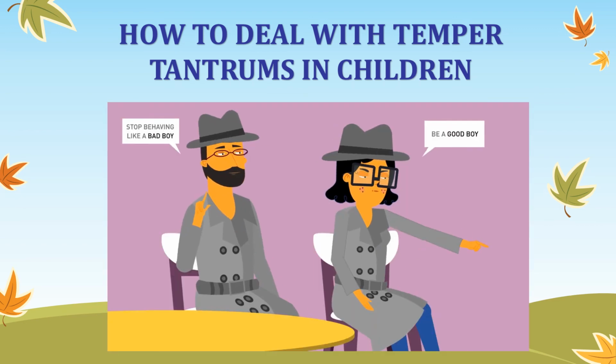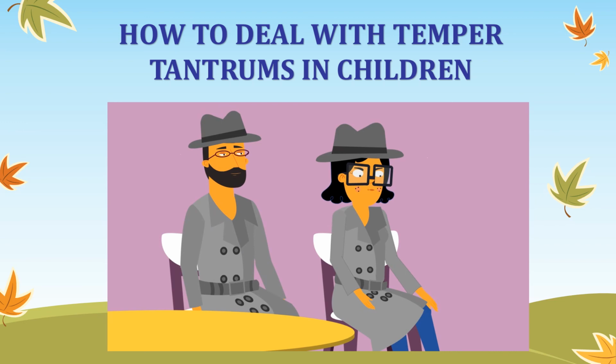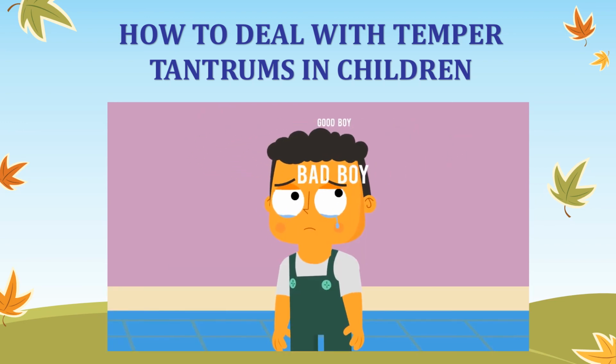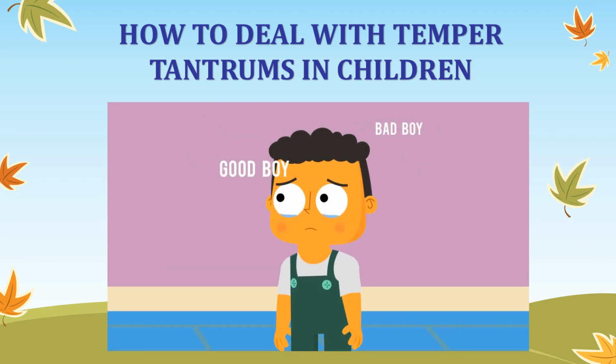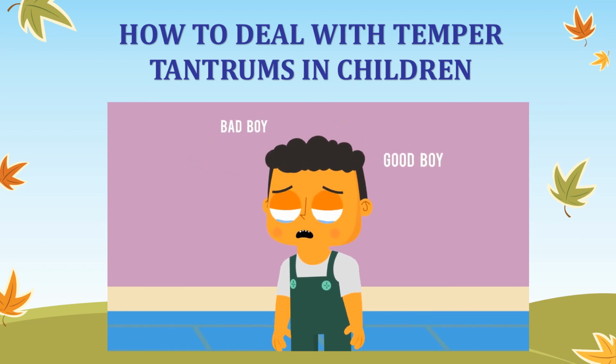Words like good and naughty are pretty subjective, and toddlers don't have the ability to connect vague concepts of good and bad to their specific actions. They'll only grow more confused and upset as they struggle to identify what you mean by good boy or bad girl.